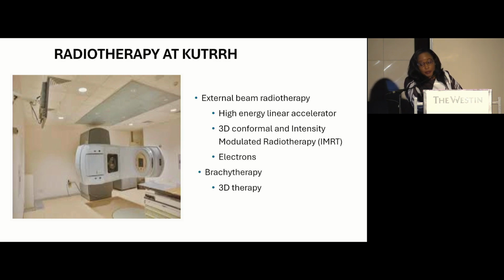So for radiotherapy at KU, we have a linear accelerator, the only one that we have, which is, of course, overburdened, like in most African countries. And then we have the CyberKnife. So you can imagine, from this to the CyberKnife, we do have 3D brachytherapy also.